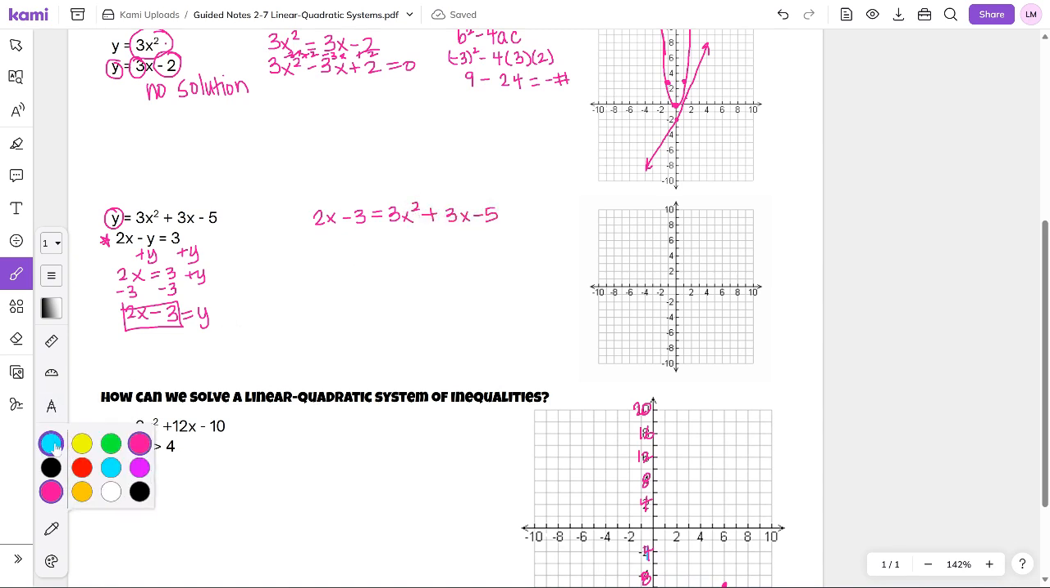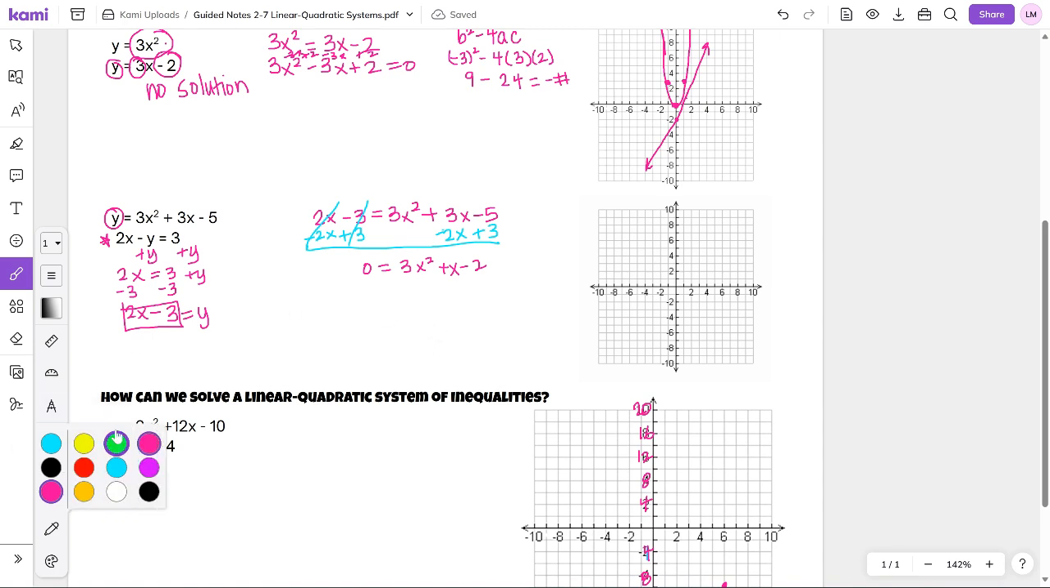I'm going to get everything over to one side. So I'm going to subtract 2x and add 3. I'm going to put this underneath my x term. So subtract 2x, add 3, and underneath my number. And now I've gotten rid of those, so that leaves me with 0 on the left side, 3x squared plus x minus 2. And now I can factor if I want to, which would be AC method, to find my solutions, which I will in just a second.